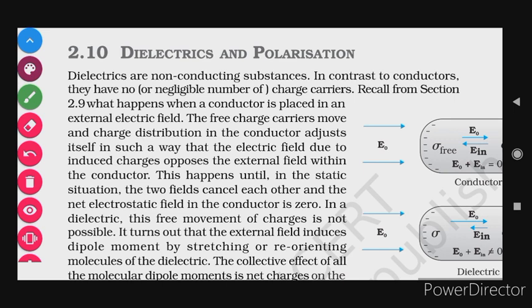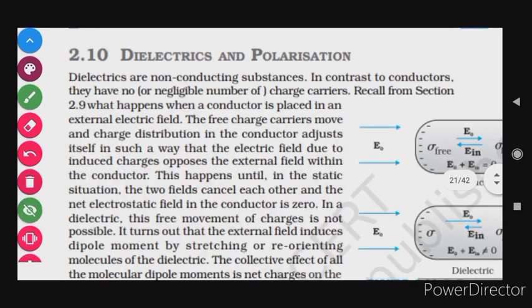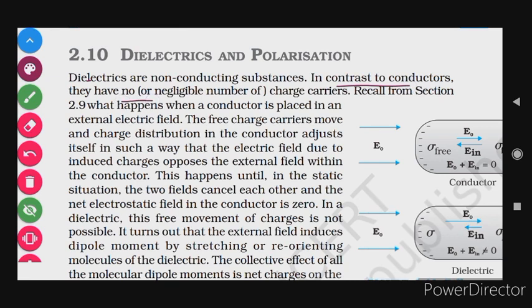So we'll understand the meaning of both the terms. I'll explain the NCERT to you line by line. So let's start. Dielectrics are non-conductive substances. Okay, so dielectrics are insulators basically. In contrast to conductors, they have no or negligible number of charge carriers.